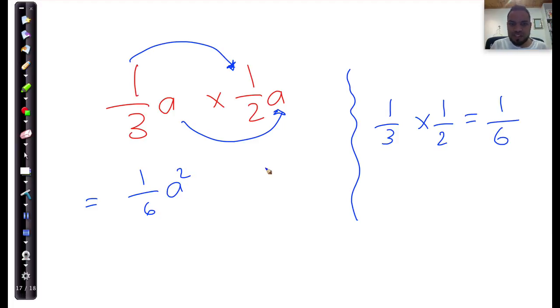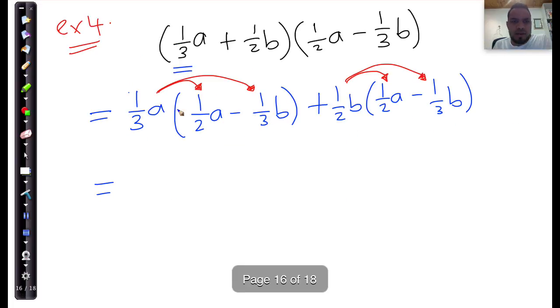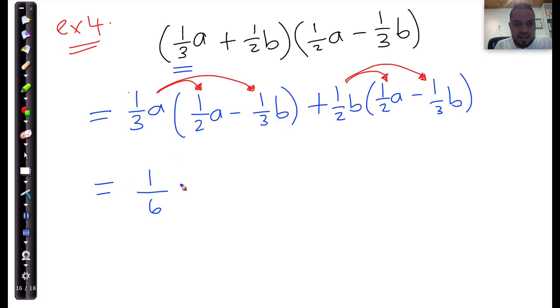Take a moment, pause, look at this. A lot of students tend to not know how to multiply fractions because they're so dependent on the calculator, but you should know it without a calculator. Okay, so let's look at this. A third times a half, 1 times 1 is 1, and 3 times 2 is 6. And then A times A gives me A squared. Let's do the next one.